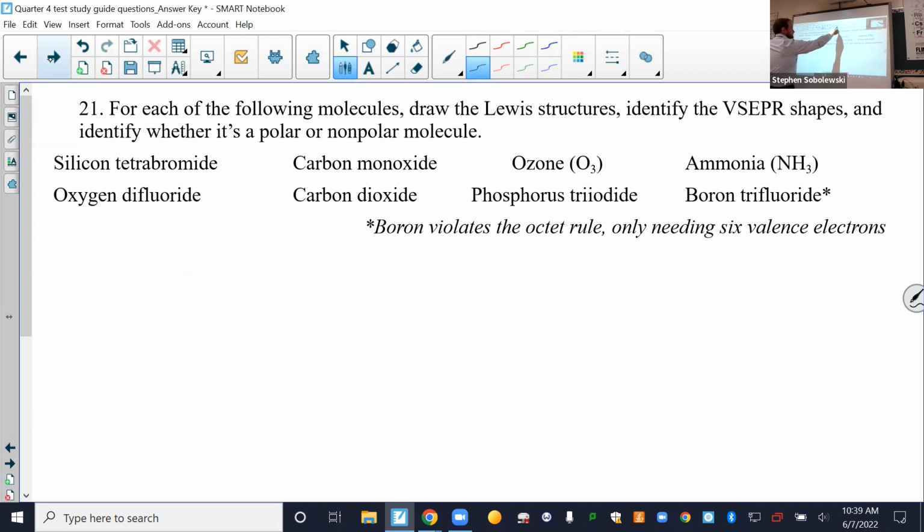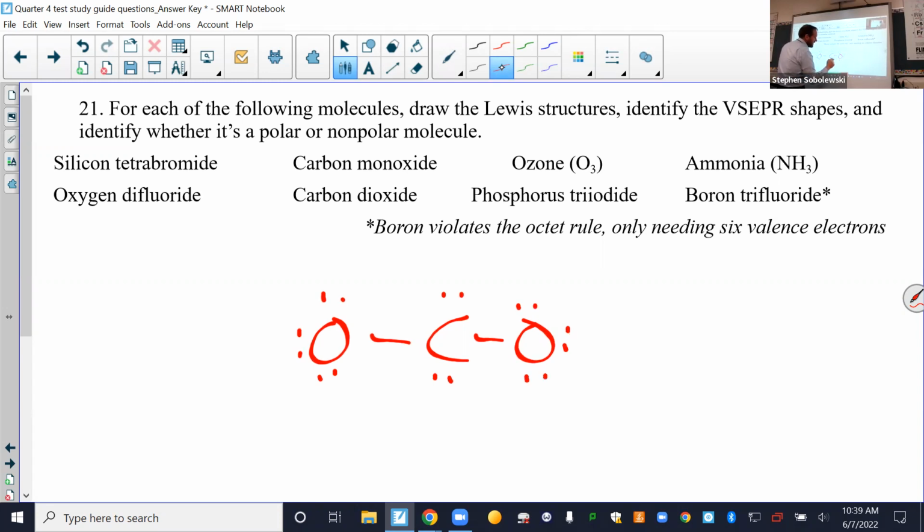Carbon dioxide, CO2. So the carbon goes in the middle, oxygen, oxygen. All right, lone pairs go all around the oxygen, all around the carbon, all around the oxygen. And now we check if this is right. So 2, 4, 6, 8, 10, 12, 14, 16, 18, 20 electrons in my CO2.